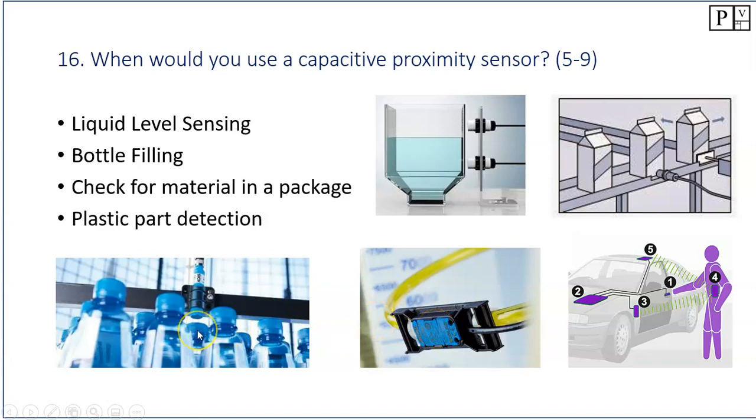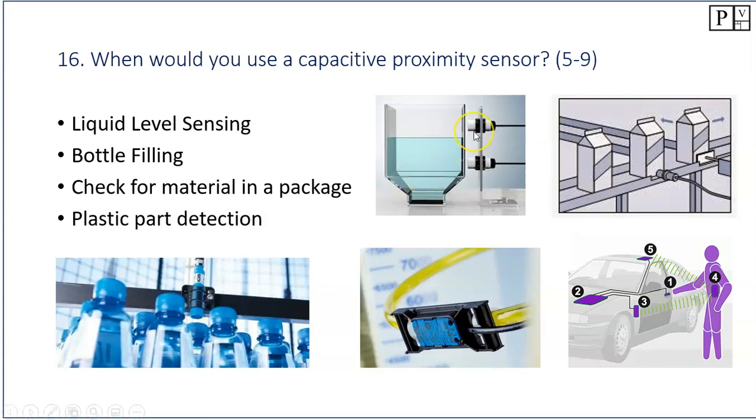So here we're just keeping track of the bottles as they go through. And so you can see the top here is being picked up by the capacitive sensor. It's not over here picking up every bottle, so this is probably just keeping track of the fact that the line is still moving.